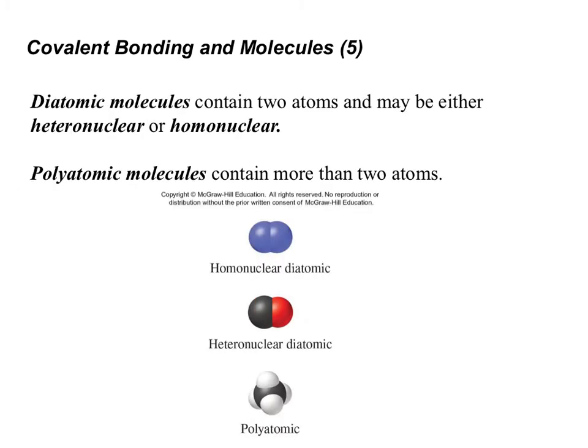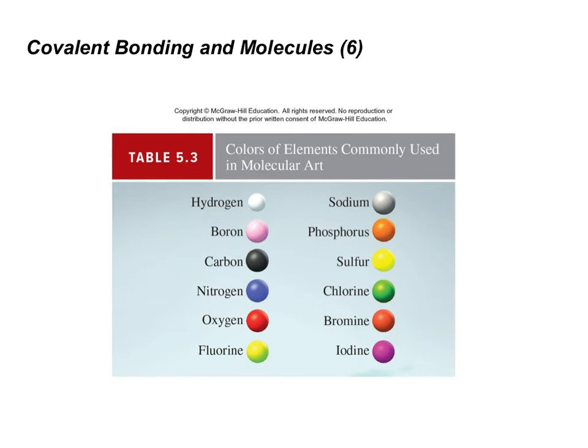Diatomic molecules contain two atoms and may be either heteronuclear or homonuclear. Polyatomic molecules contain more than two atoms. So examples here, a homonuclear diatomic molecule could be something like hydrogen. Heteronuclear diatomic would be something like carbon monoxide. And polyatomic would be something like methane, CH4. As you will see, lots of molecules are shown.